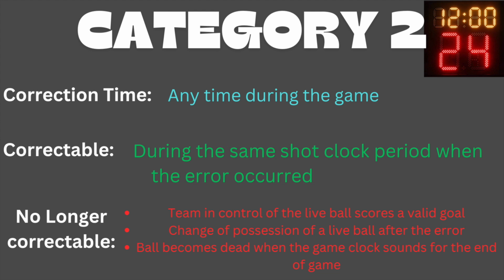So it's no longer correctable when the team in control of a live ball scores the field goal, change of possession out of a live ball after the error, or the ball becomes dead when the game clock sounds for the end of game. So what that means is, if I'm on offense and we have the wrong shot clock on there and our team scores, the correctable error period is no longer correctable. If the ball gets stolen from me or a change of possession because I missed the shot and the other team grabs it, the error is no longer correctable. If the ball becomes dead when the game clock sounds for the end of the game, it is no longer correctable. Now we're going to look at the new scenarios and what that looks like on video.